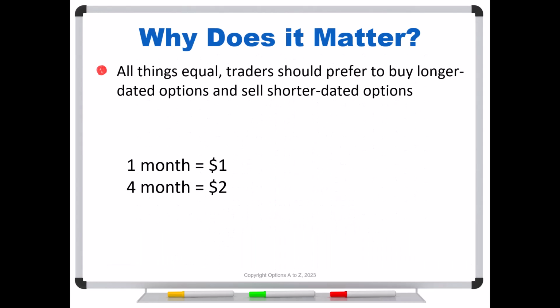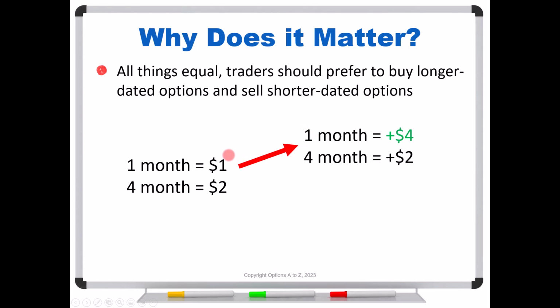So why is this important? Why does it matter for traders? Well, remember, all things being equal, traders should prefer to buy longer dated options and sell shorter dated options. That's really the key to remember. So let's go back to our 1-month option trading for $1 and the 4-month option trading for $2. If you were the seller of the option, you should prefer, again, all things being equal, to sell the 1-month option 4 different times. Every single month you're going to sell this and collect $1, because that would give you $4 instead of selling the 4-month one time and collecting only $2. You would collect twice as much money.